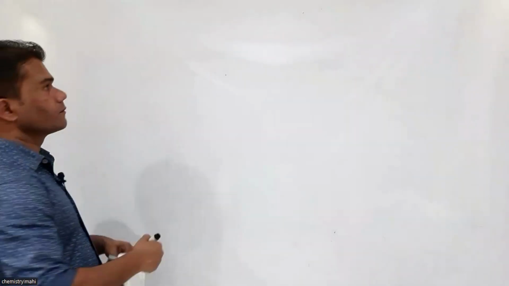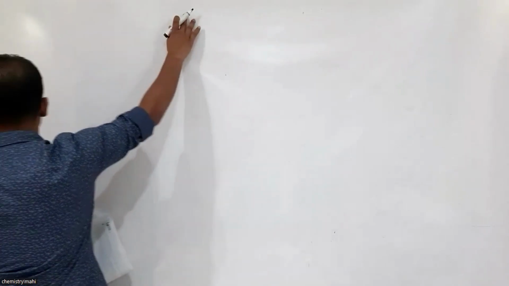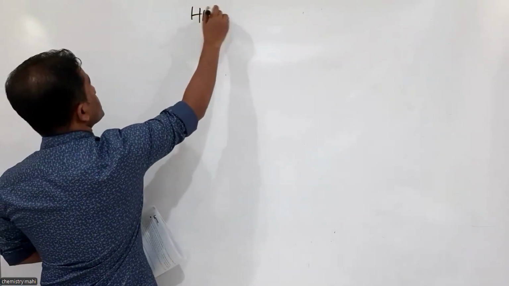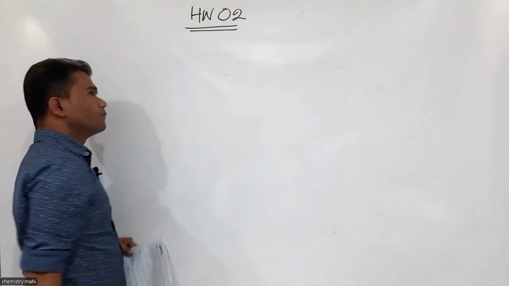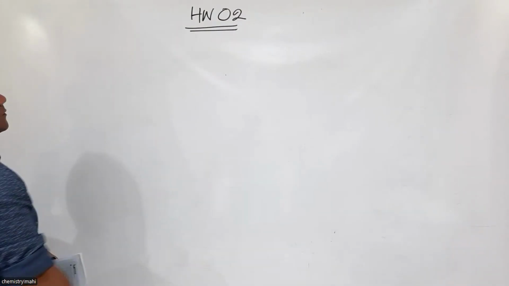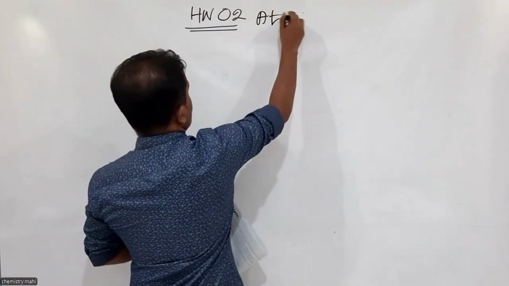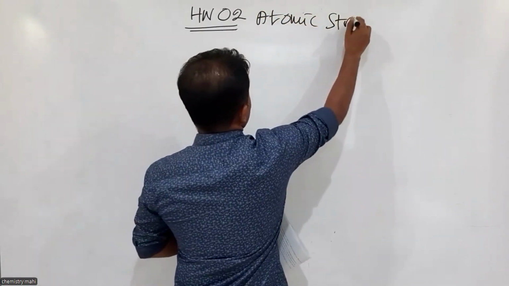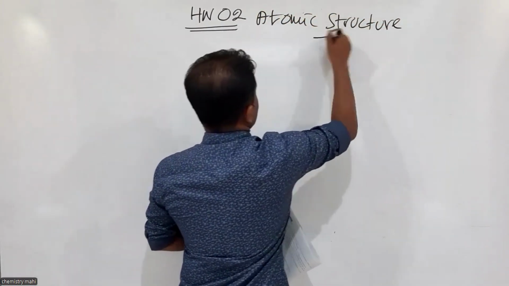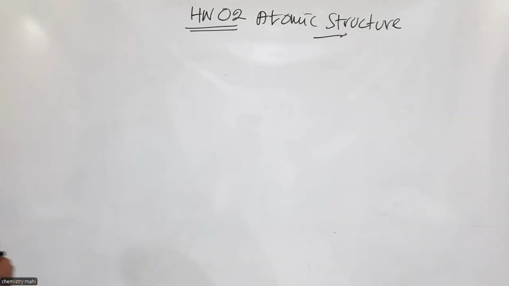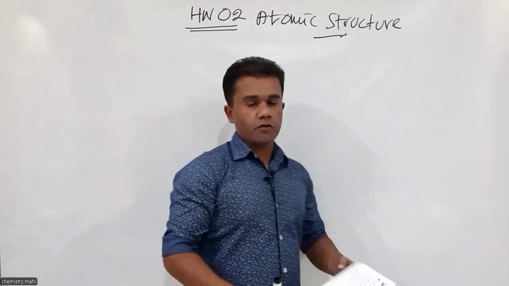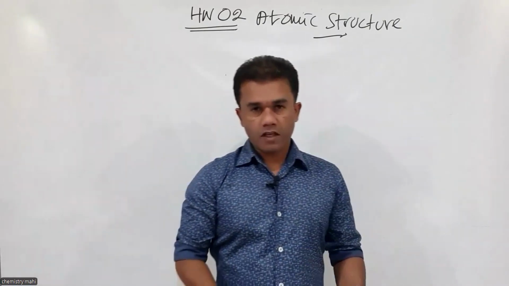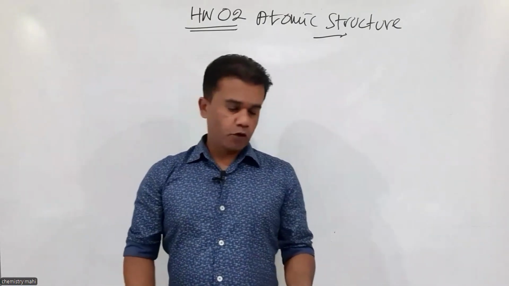This is homework sheet 2, part 1, atomic structure. I know you have already tried all the questions and you are waiting to identify your mistakes. Okay, let's go to question number 1.